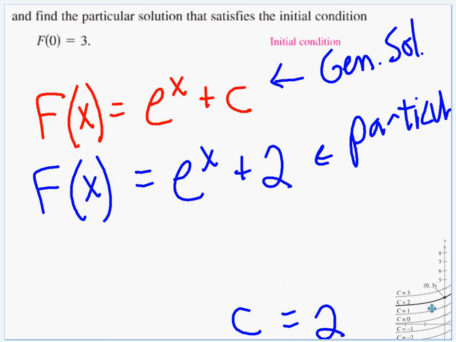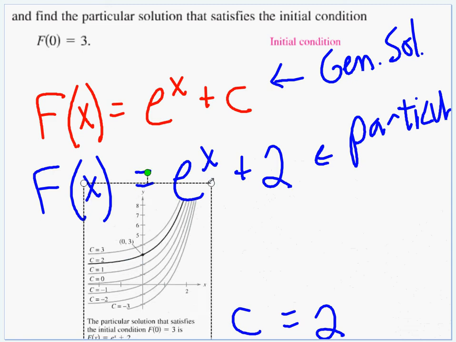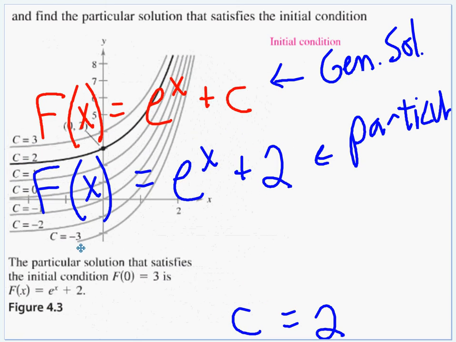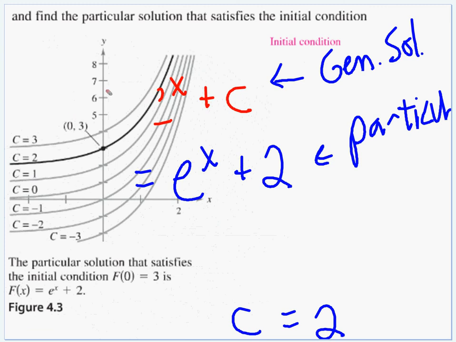And we can look at that here in the graph. Again, each of these in the family is only different by a constant. So we've got all these lighter graphs here. The only one that goes through our point, 0, 3, is this one. So our constant of integration would be a 2, e to the x plus 2.